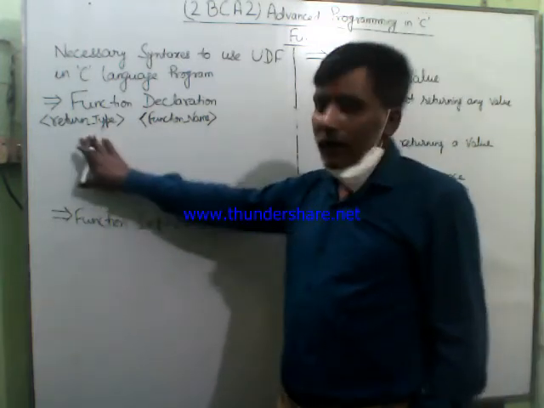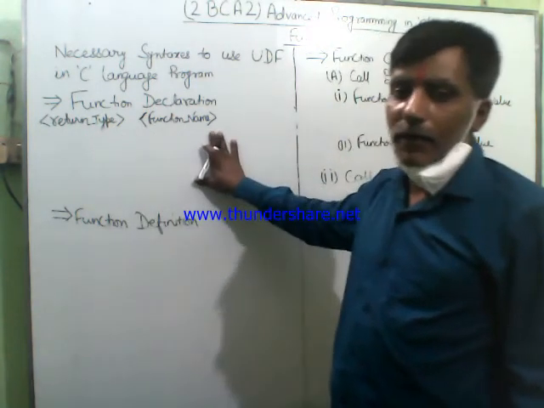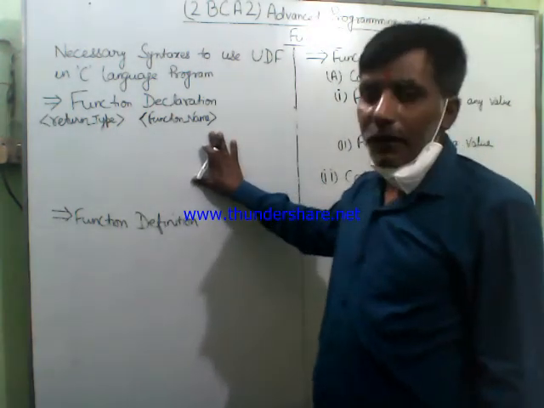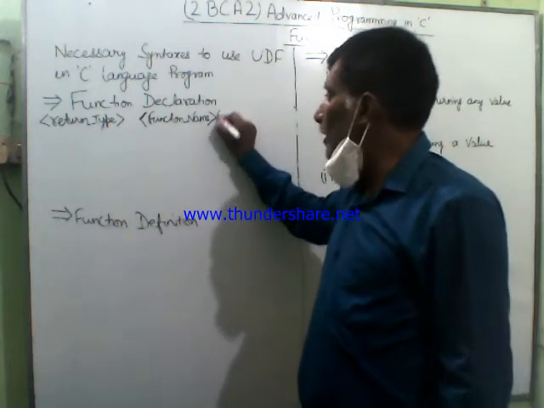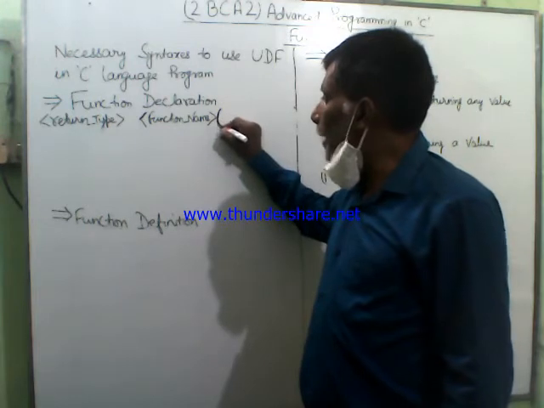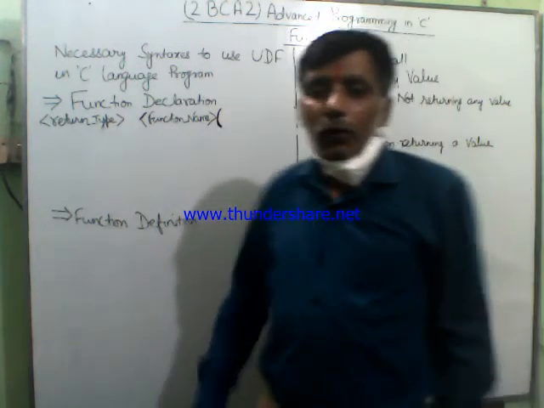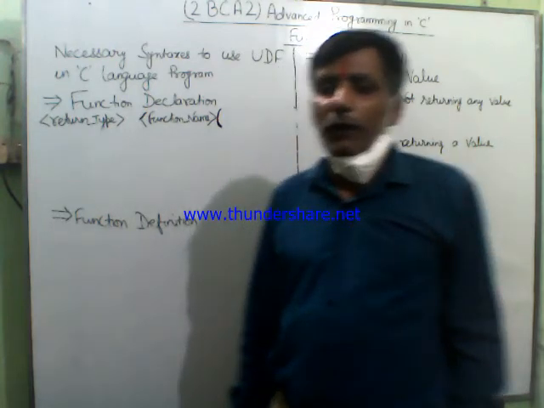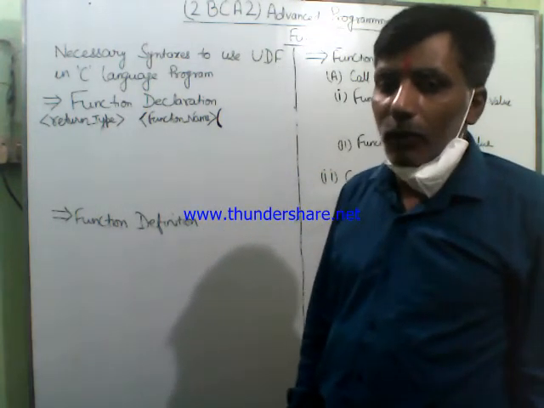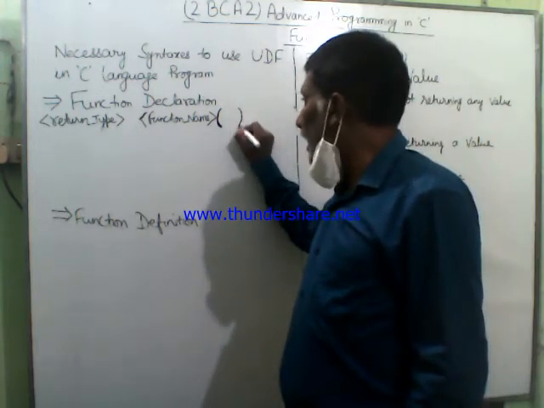Then after writing the return type and leaving a blank space, you have to write the function name, and after writing the function name, you have to open the parenthesis. You have to open the parenthesis. Now, if you do not want your user defined function to accept any argument, then you have to leave the parenthesis blank.